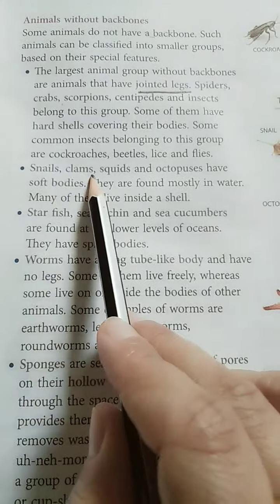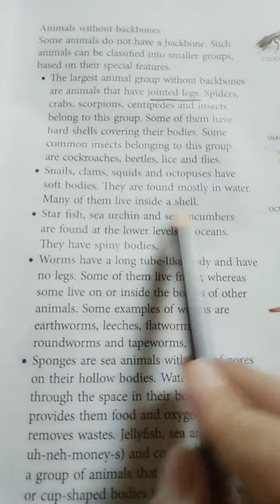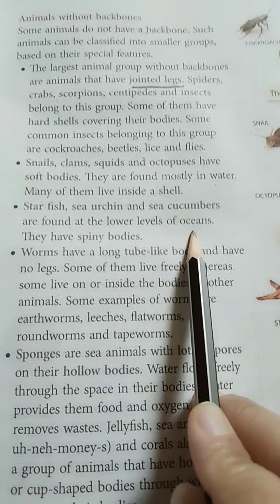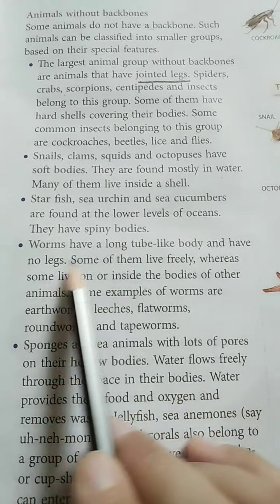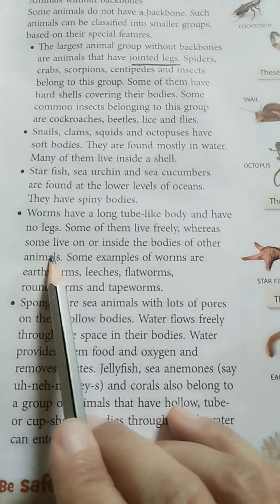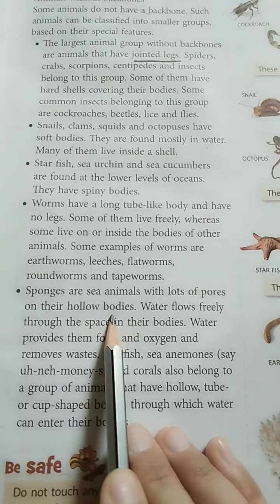And we have seen snail, clams, squids. They are found mostly in water and they live inside a shell. Starfish, sea urchin, sea cucumbers, they are found in lower levels of oceans, they have spiny bodies. Now worms like this earthworm, or you can see leech, they have tube-like bodies. They live freely in water. And sponges, they have hollow bodies.